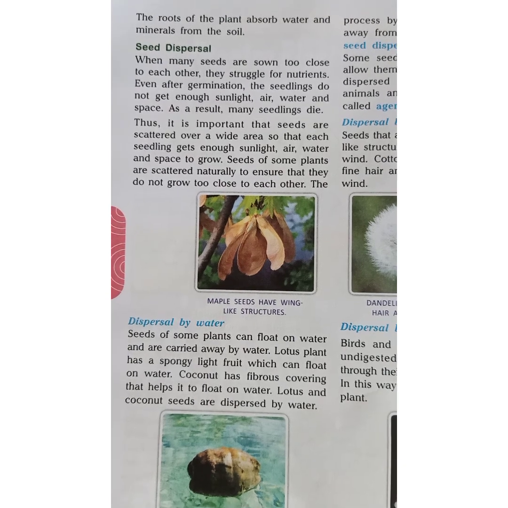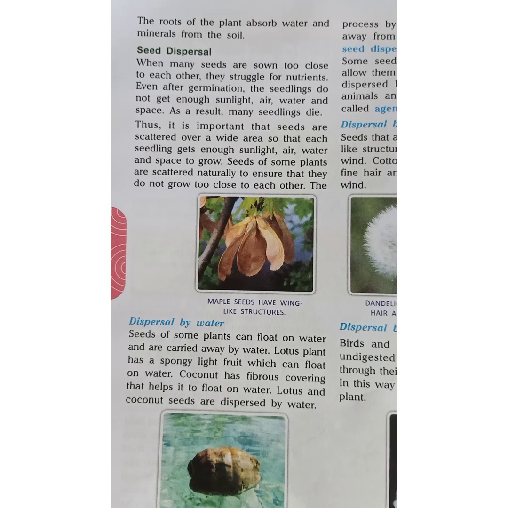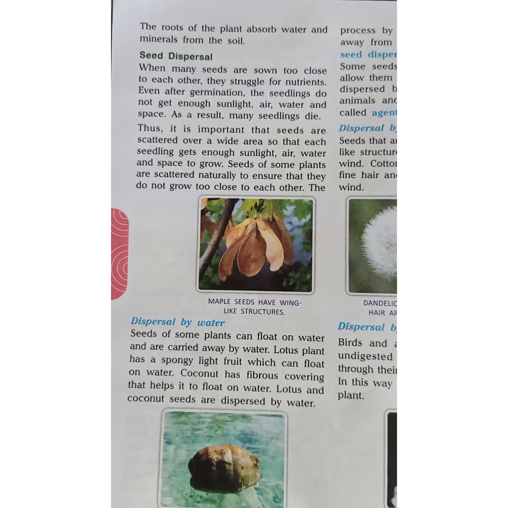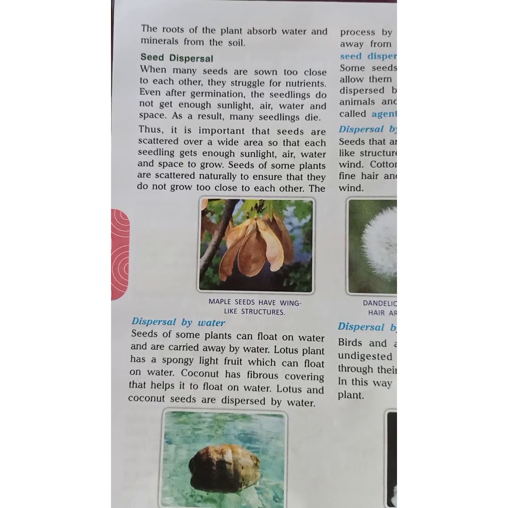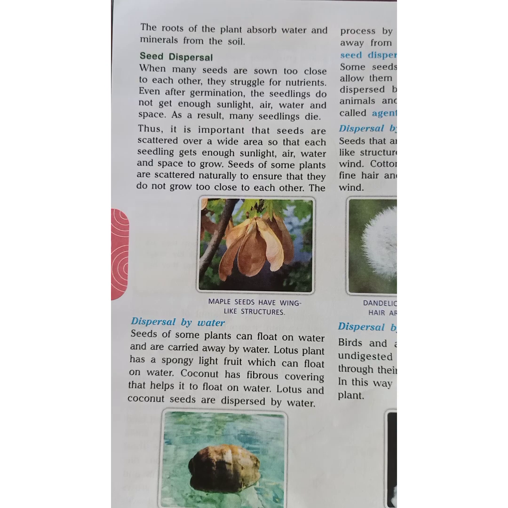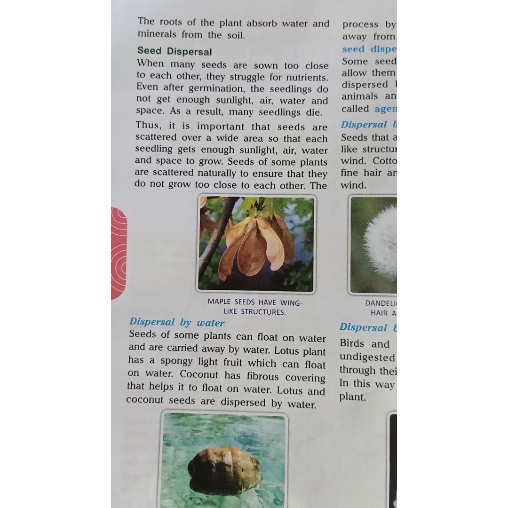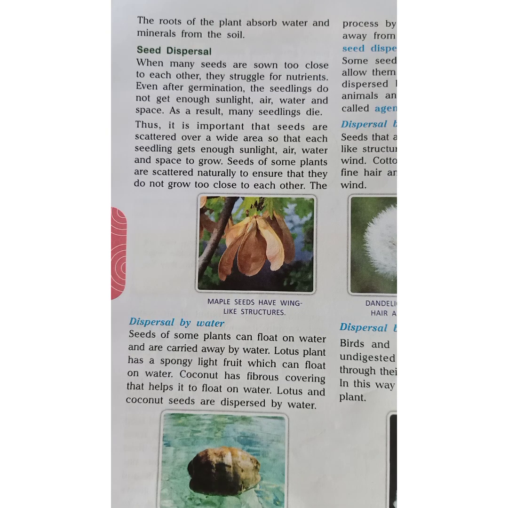The process by which seeds are scattered away from the mother plant is called seed dispersal. And how does it happen? Seeds are dispersed by agents like wind, water, animals, and human beings. These are known as agents of dispersal. Let me tell you about dispersal by water: in which plants it occurs and how.